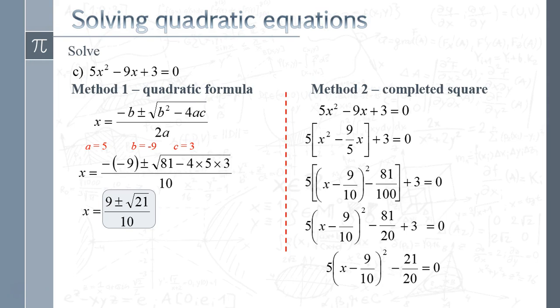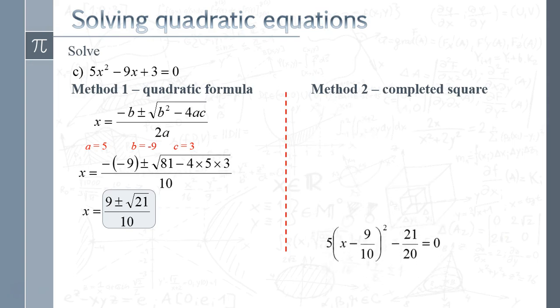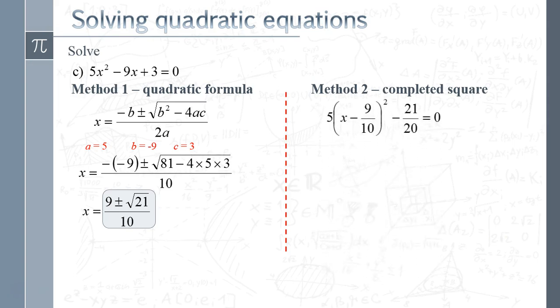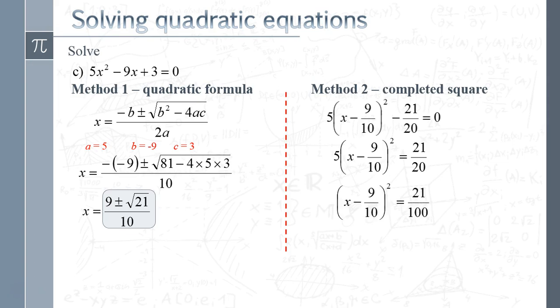Now, we've got it in completed square form. We've still got more work to do. What we've got to do is now go ahead and solve this. So let's do that now. Let's just create a bit of room. So first job is to move the 21 over 20 over to the other side. Take the 5 over. Do the square rooting. And then move the 9 over 10 over. And you can see in this case, because we've still got 10 on the bottom of both those fractions, I can just write it as a single fraction.